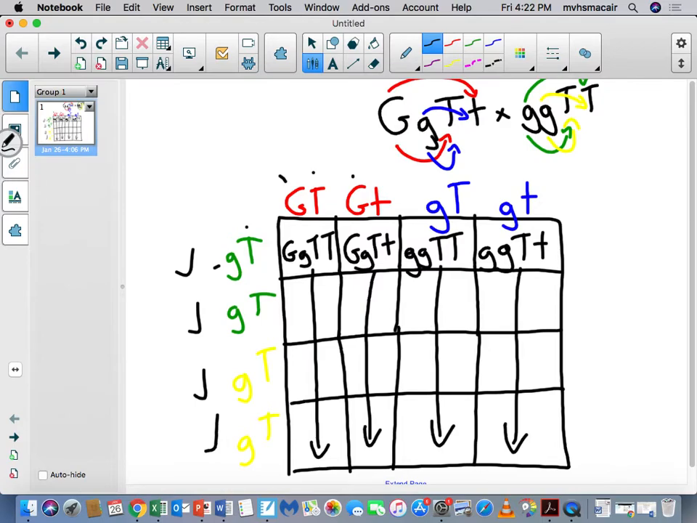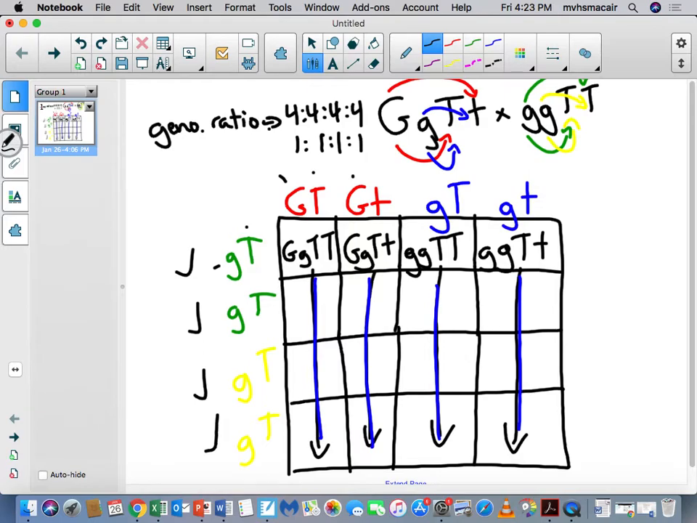So our genotypic ratio, I'll just abbreviate here, would be 4 to 4 to 4 to 4. Okay, so I have 4 here, 4 here, 4 here, and 4 here. Now, we said in class, I want this simplified though. So the ratio would really be, for every one of the first one, I'm going to have one of the second. For every one of the first one, I'm going to have one of the third. And the same with the fourth. So my ratio here is 1 to 1 to 1 to 1.